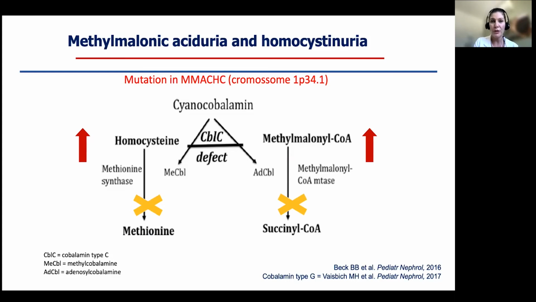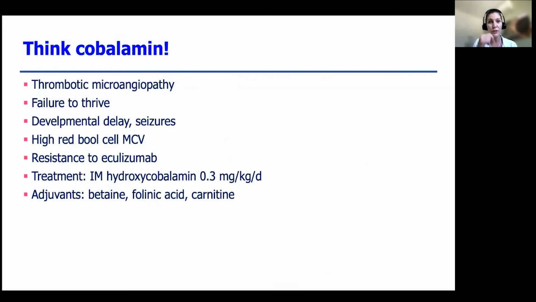What is the treatment here? The treatment is intramuscular hydroxycobalamin 1 milligram every day together with folinic acid. This treatment can save the life of the kid. You can reverse TMA, you can improve neurologic defects. So it's very important to think cobalamin once you see a small child with TMA, failure to thrive or developmental delay, seizures, high red blood cell MCV.